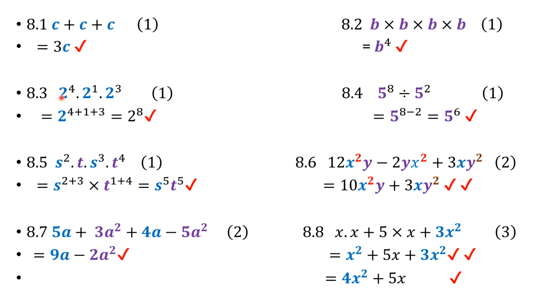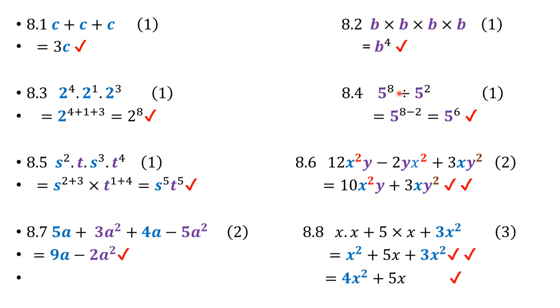Alright. 8.3, we have 2 to the power 4 times 2 to the power 1 times 2 to the power 3. You can see I've highlighted for you in blue, all my bases, base 2, are the same. So if my bases are the same and I'm multiplying, I can add the exponents, so that becomes 4 plus 1 plus 3. 4 plus 1 gives me 5. 5 plus 3 gives me 8. So that becomes 2 to the power 8.